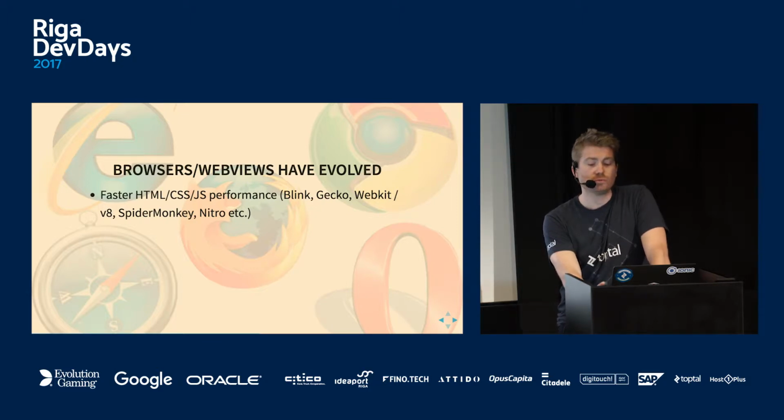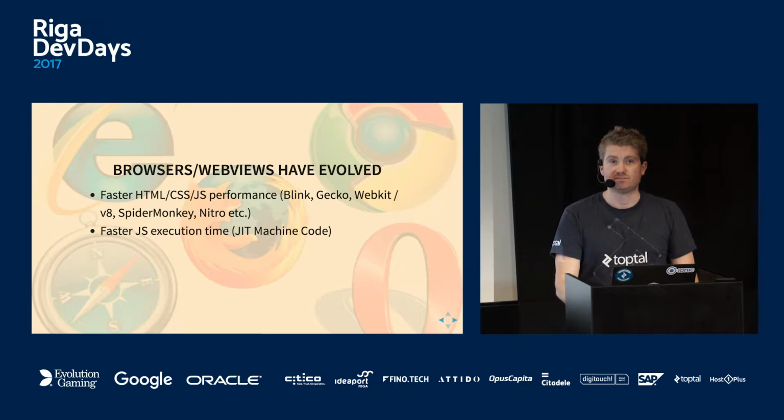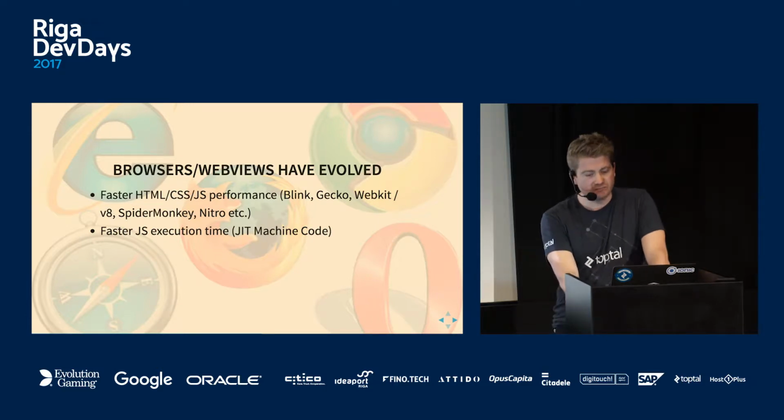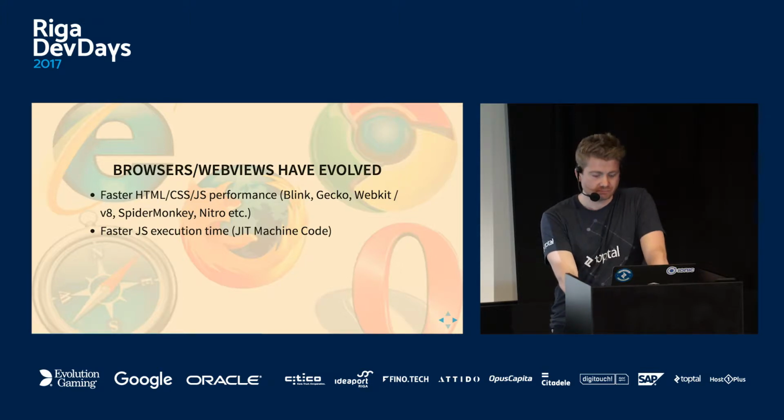And now all modern JavaScript engines compile JavaScript code directly into native machine code. This happens before executing the JavaScript code and makes it up to 10 times faster. It is called just-in-time compilation.